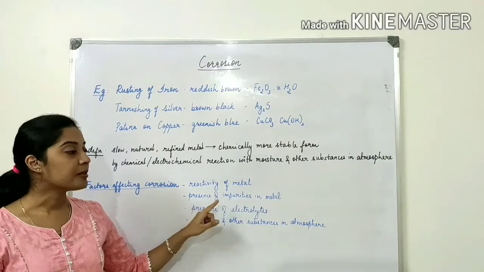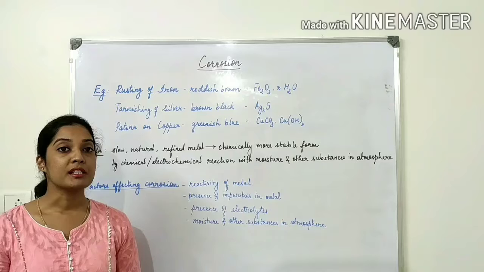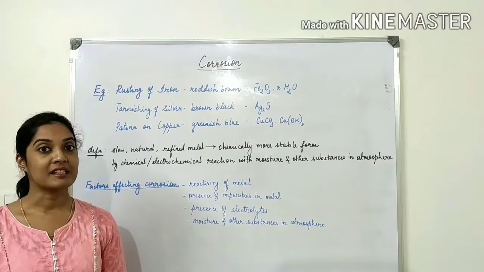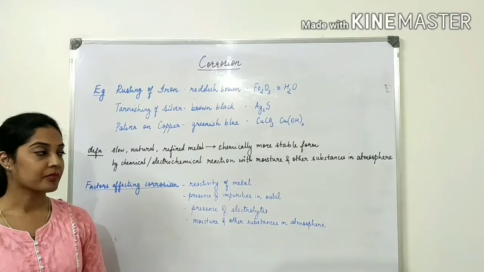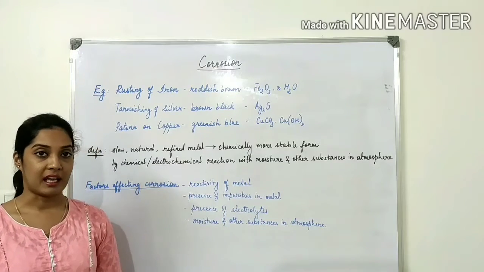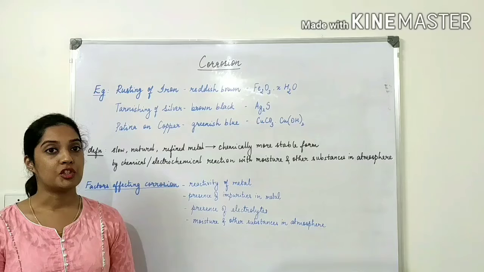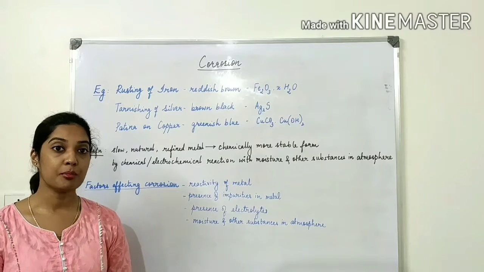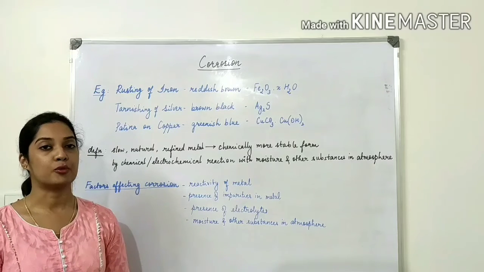Second, presence of impurities in metal. The presence of impurities hastens the process of corrosion. This is because the impurities disrupt the metallic lattice and air and moisture enters at these strained points to cause corrosion faster.